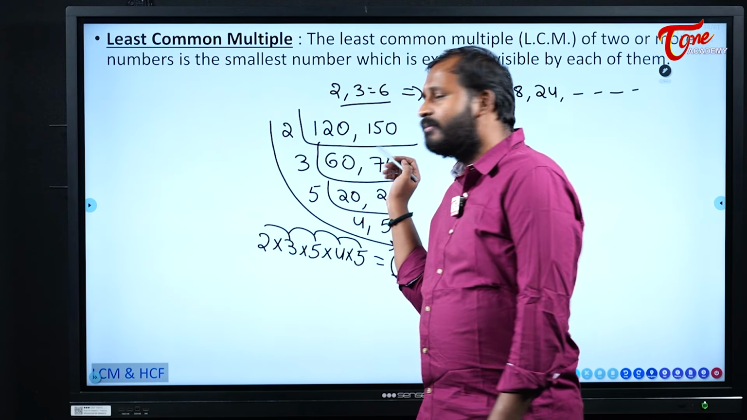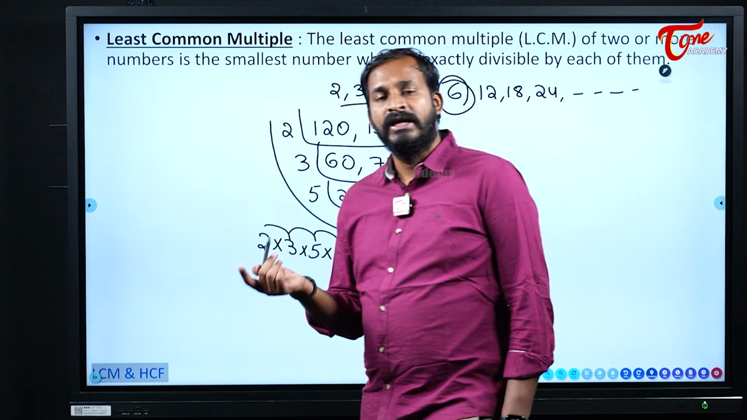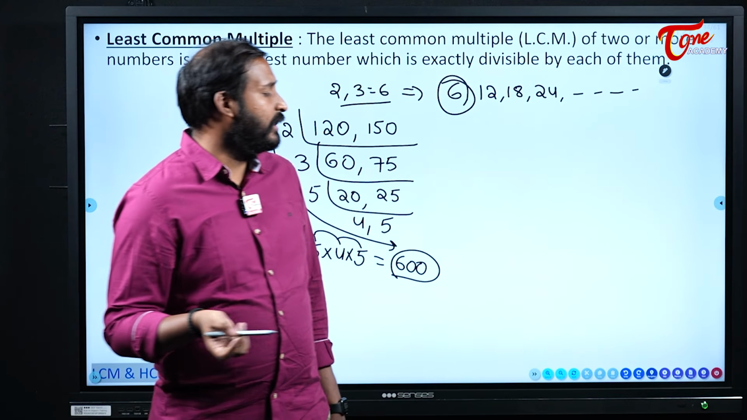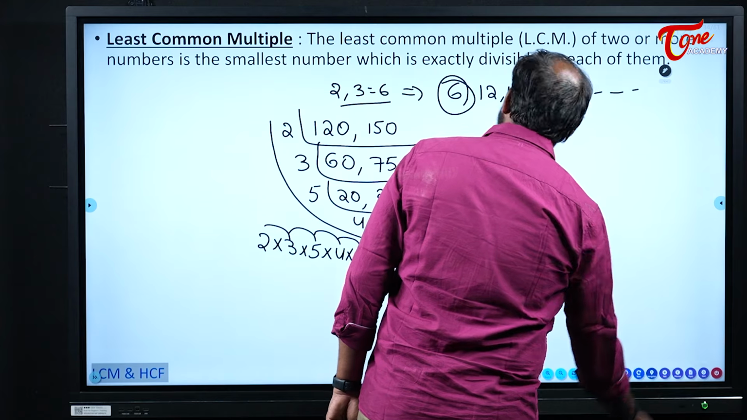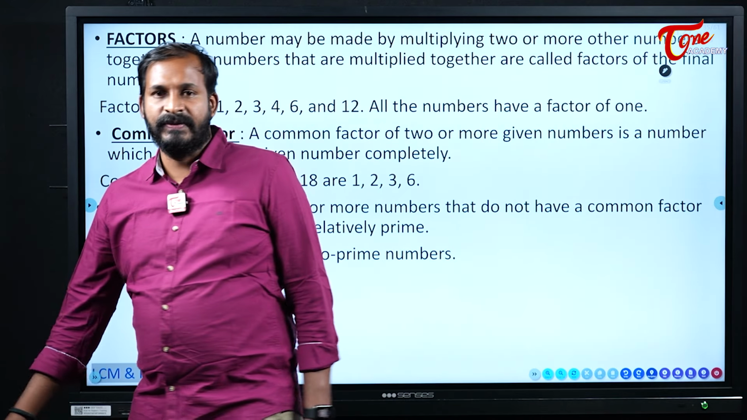In this manner, we will find the LCM of any two or more numbers. For example, if there are three numbers, we will add that number and find the LCM of that number also. Okay. Next, HCF. We will speak about the factors.